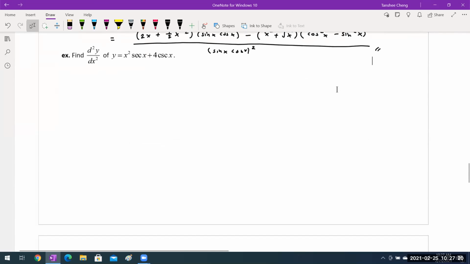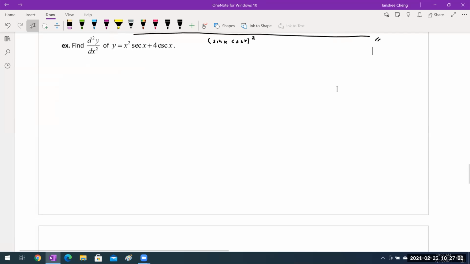So the next example, we are interested in finding the second derivative. So this is d squared y dx squared. We are talking about the second derivatives of the function. This is where you really want to simplify before you take the second derivative sometimes, okay? Some of the problems. So y is equal to x squared secant x plus 4 times cosecant x.